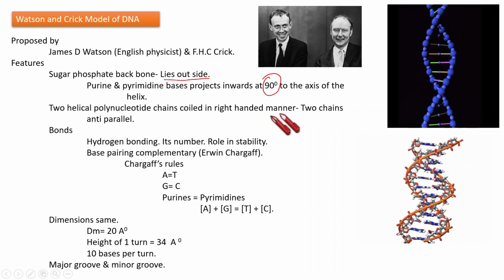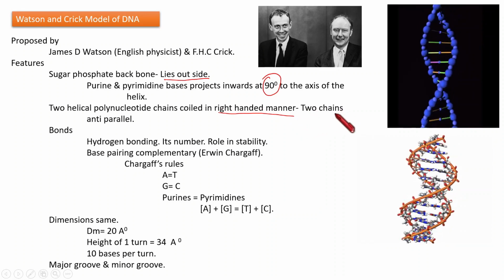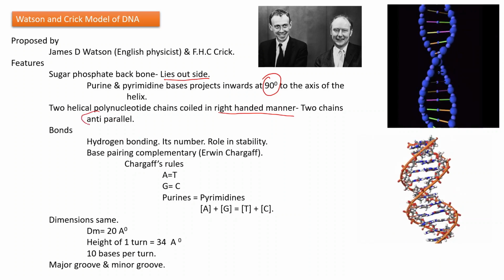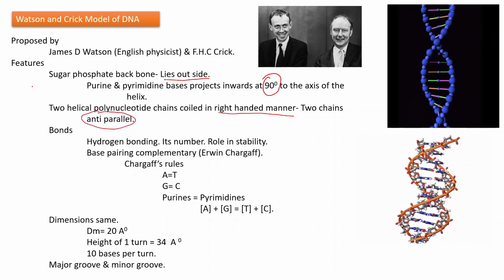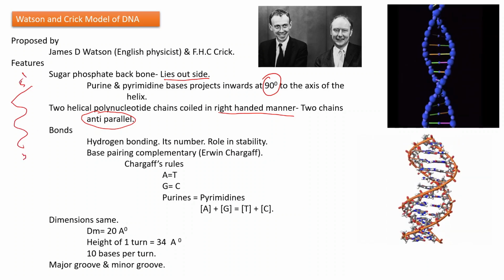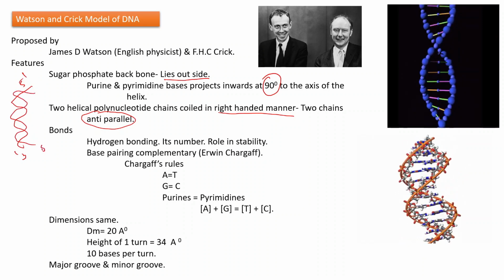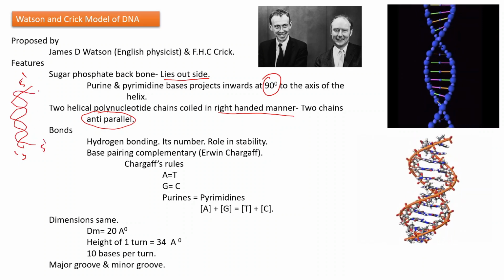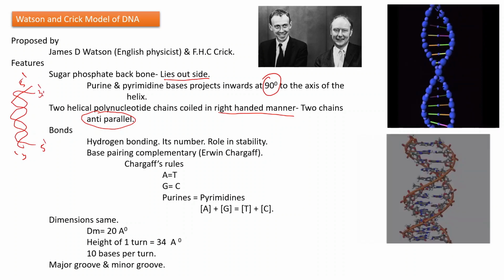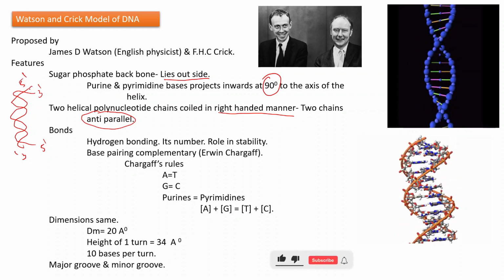In what direction? Right-handed manner. Right-handedly they coil around each other. And also these two chains are anti-parallel. Anti-parallel means one polynucleotide chain runs in the 5' to 3' direction and the other one runs in the opposite orientation, 3' to 5', in this way. So anti-parallel. As we look at one end of this DNA, we can understand what anti-parallelity is. The orientation is opposite.